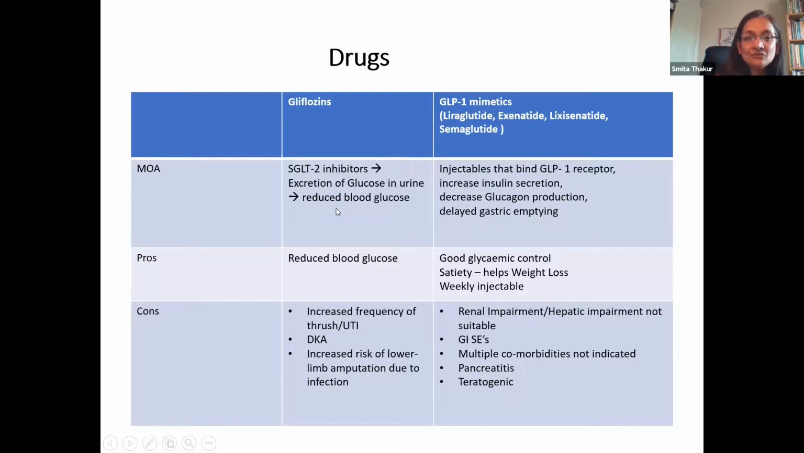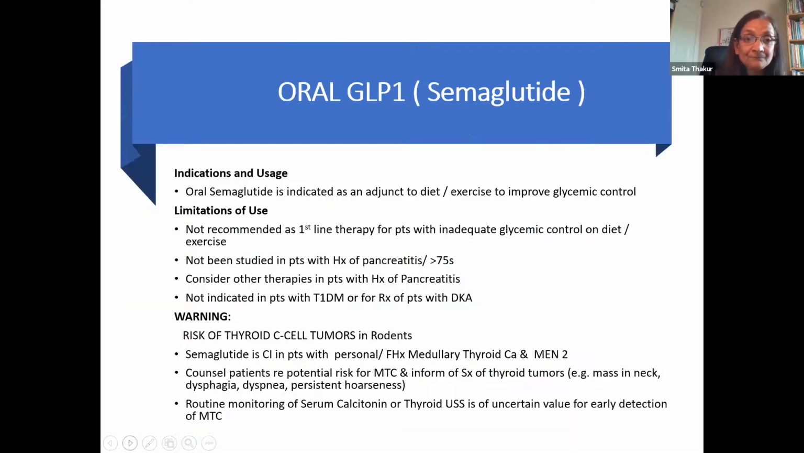So gliflozins, these are the SGLT2 inhibitors, cause excretion of glucose in the urine and reduce blood glucose. They increase the frequency of thrush and UTI, DKA, and increased risk of lower limb amputation due to infection.